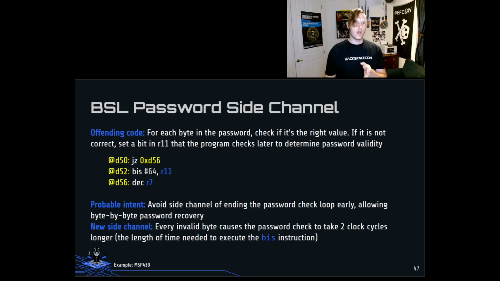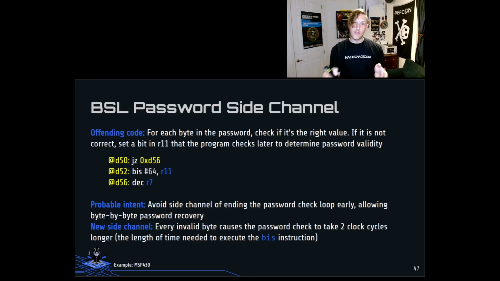And this actually shows a pretty good probable intent. A common side channel attack that other people might do is iterating through the password and saying, is the first byte correct? And if it's not, exit the loop. If it is correct, go to the second byte. Is the second byte correct? If not, exit the loop. And that exposes a fairly significant side channel for timing.